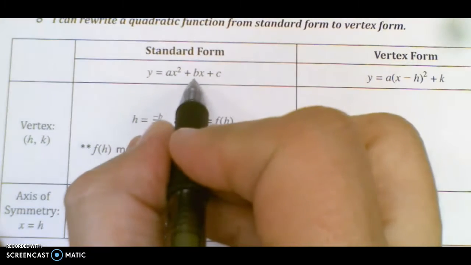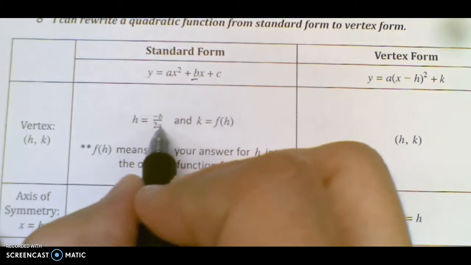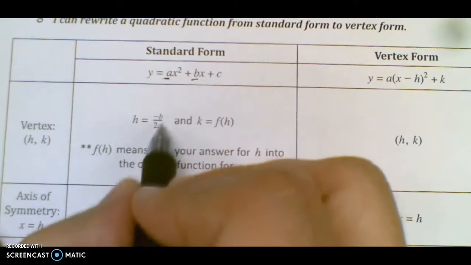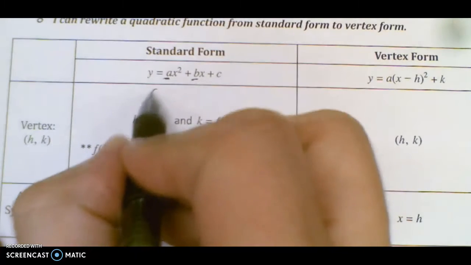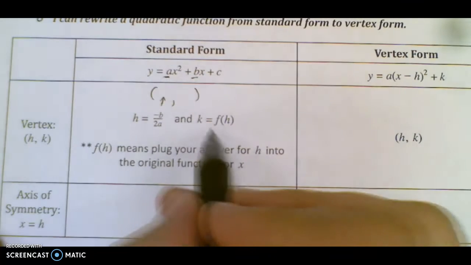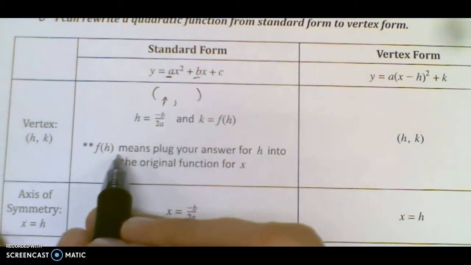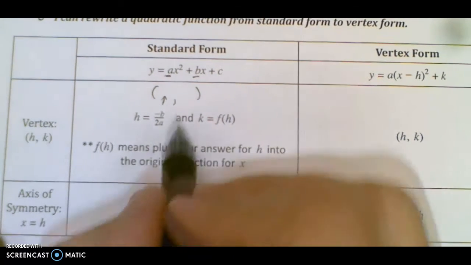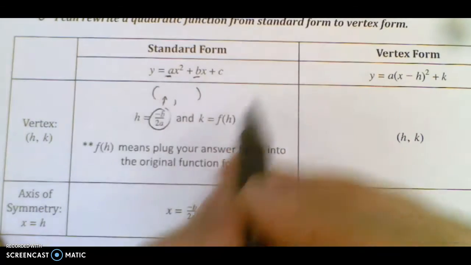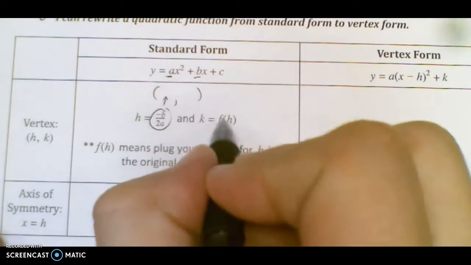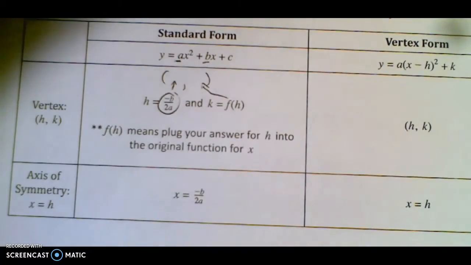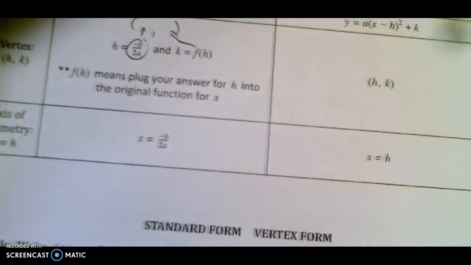The first thing you do is you take that b, opposite of b, over 2a, and that's your x part of the point, right? That goes right here in the x part. Now what goes in the y part is f of h. That means you plug in your answer for this, negative b over 2a, into the original equation for x, and that will be your y part. And after you know the x and the y part, you can write the equation.